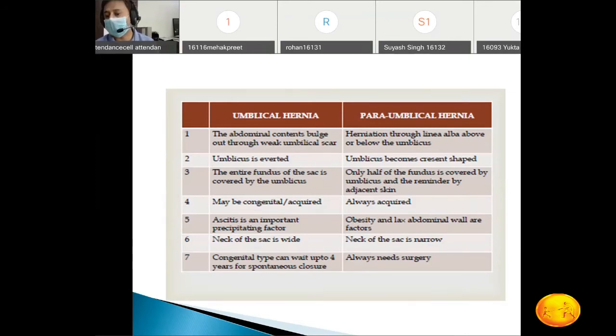The difference between umbilical and paraumbilical hernia is that in the umbilical hernia, the abdominal content bulges out through the weak umbilical scar, while in paraumbilical hernia, herniation is through the linea alba above or below the umbilicus. In umbilical hernia, the umbilicus is everted. The umbilicus is crescent shaped in paraumbilical. The entire fundus of the sac is covered by the umbilicus in umbilical hernia. Only half of the fundus is covered by the umbilicus and the remaining is seen adjacent in paraumbilical hernia.